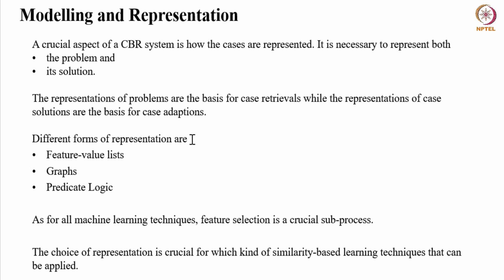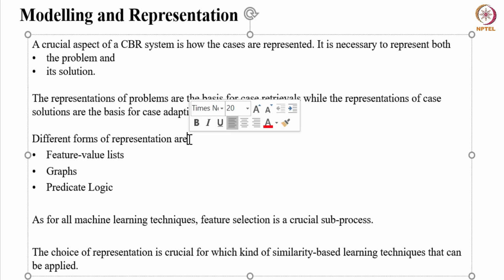Different forms of representation are the classical ones: feature value lists, graphs, predicate logic. As for all machine learning techniques, feature selection is a crucial sub-process here. The choice of representation is also crucial for which kind of similarity-based learning techniques can be applied and utilized.